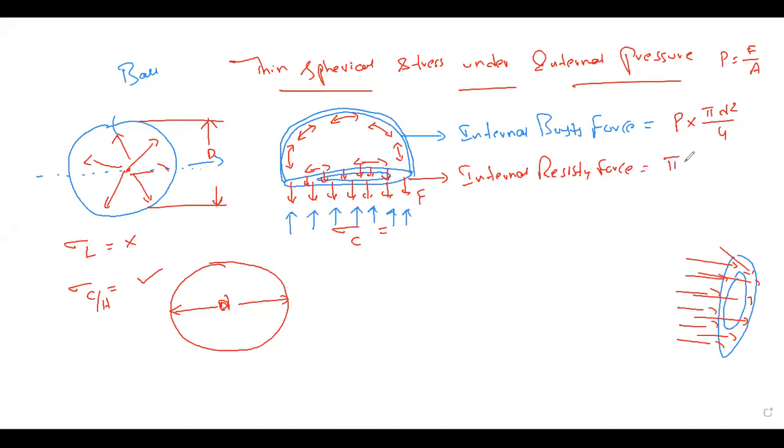Pi d is your circumference, with respect to what? Thickness. So this is your area, into stress. This is your internal resisting force, area into circumferential stress. Equate these two. What is your circumferential stress?